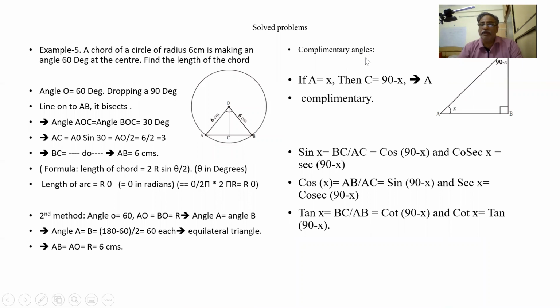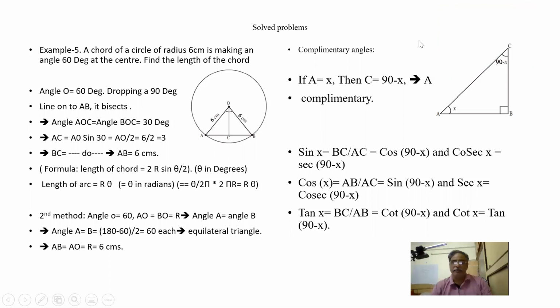So let us understand complementary angles. Let us revise this also before going. We found 6 centimeters because of it being an equilateral triangle. But otherwise, we have to use this method: 2r sine theta by 2 is the chord length. This is r sine theta by 2, where theta is the central angle. So r sine theta by 2 is AC, another r sine theta by 2 is BC, and 2r sine theta by 2 is the chord length.